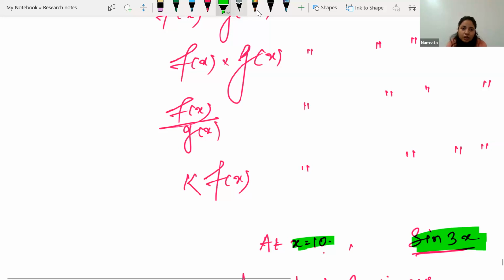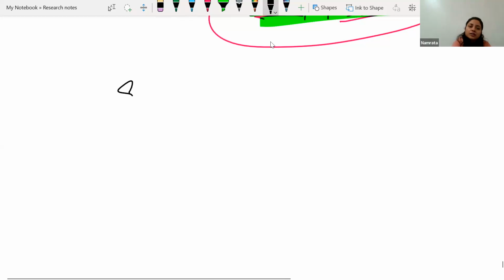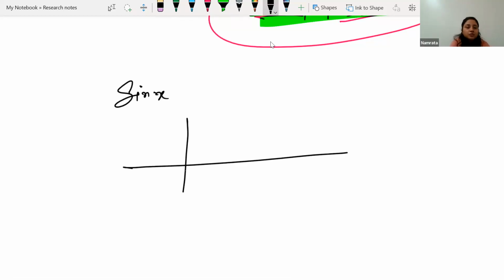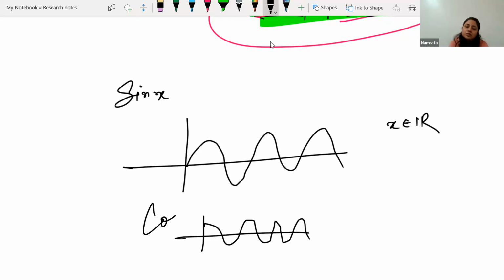Now the continuity of trigonometric functions that we have not discussed. So we know the graph of the sine function, the sinusoidal graph. It is continuous at all x belongs to R. Okay, x value can be anything. Now the cos function, that is also continuous. We have seen in the graph itself that the cosine function is also continuous for all x belongs to R.